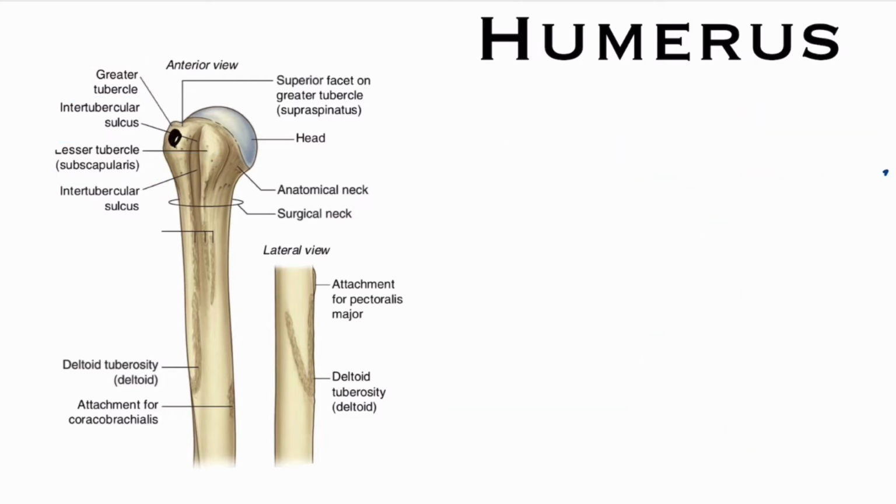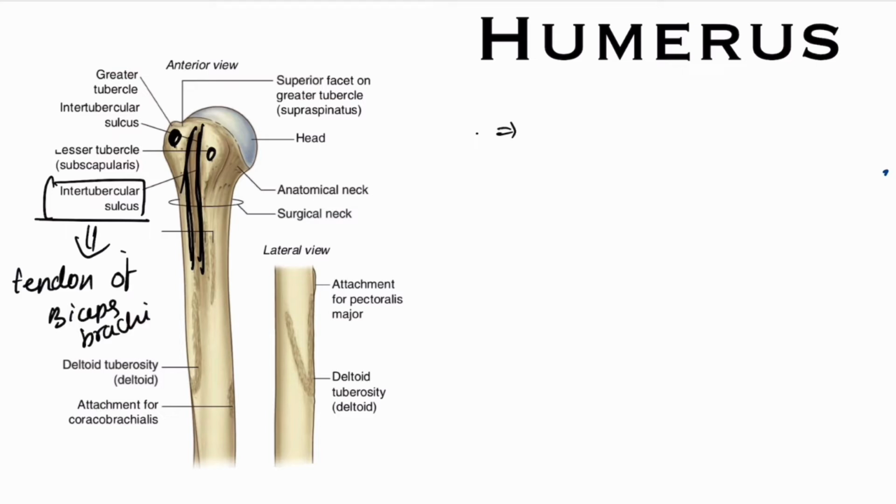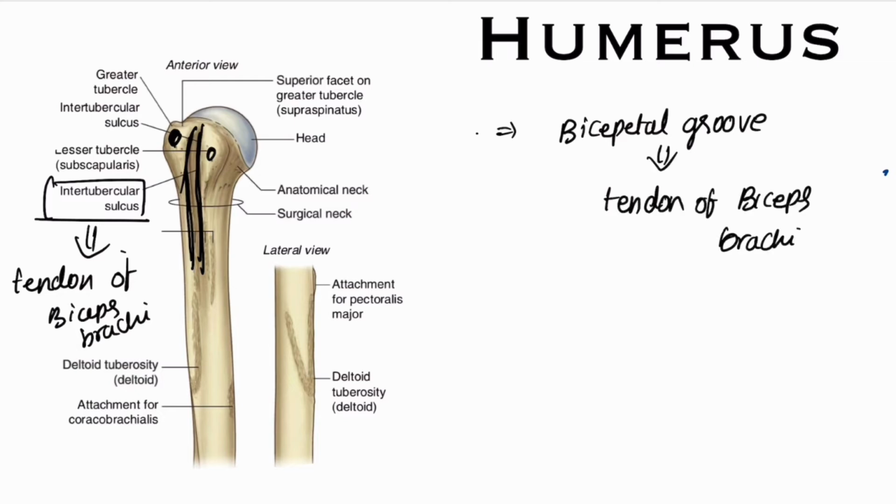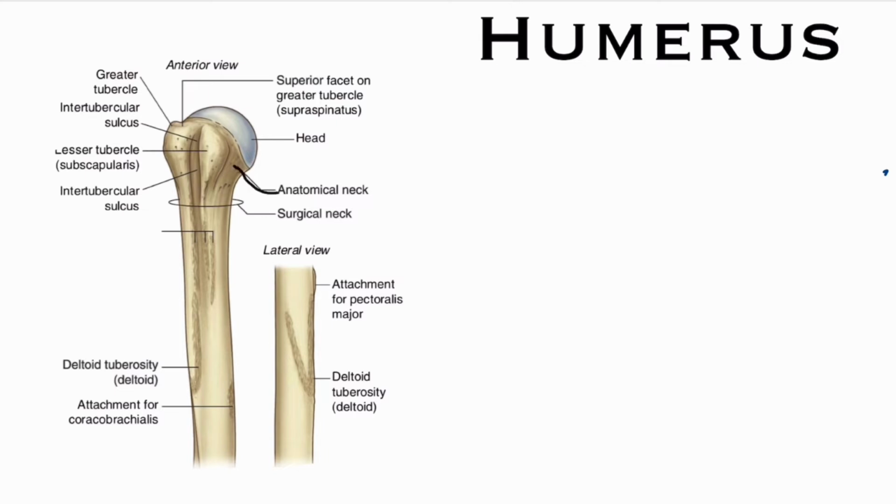Between the greater and lesser tubercles, we have the intertubercular sulcus. This is the intertubercular sulcus. This intertubercular sulcus or groove serves as an attachment for the tendon of biceps brachii muscle. It is also known as the bicipital groove.